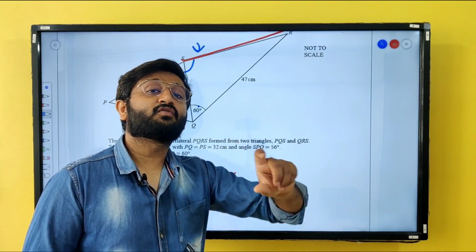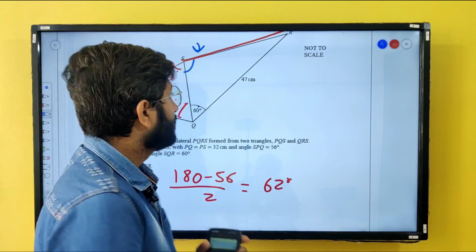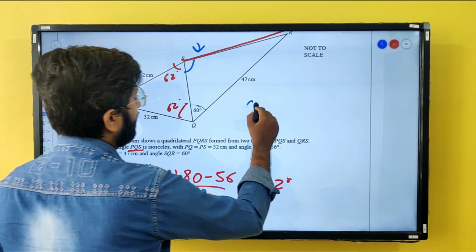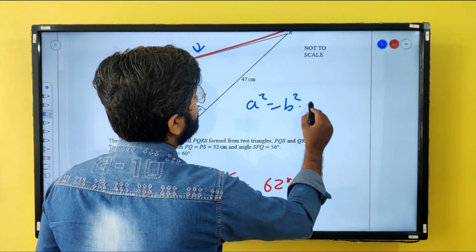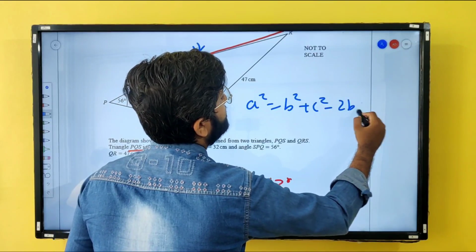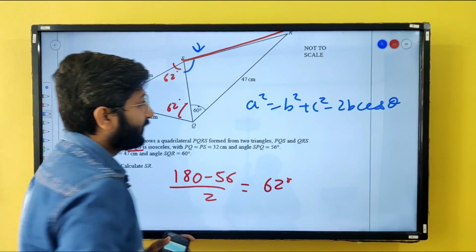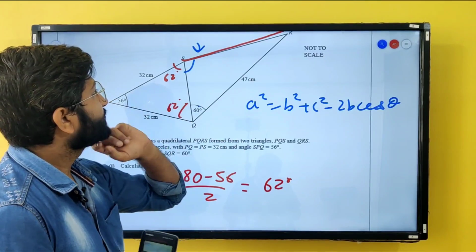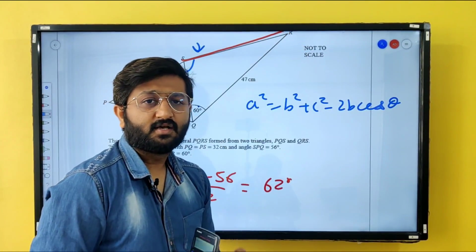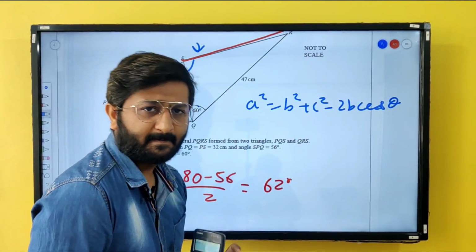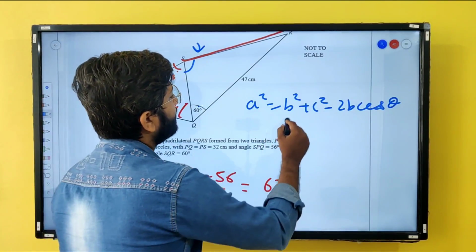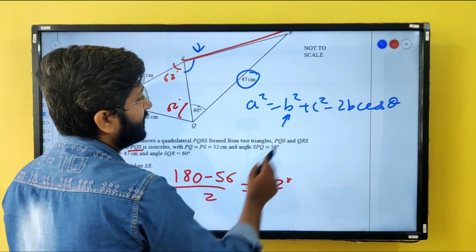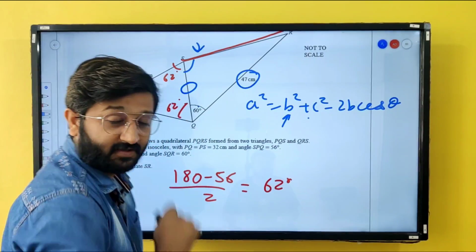So now let us try to solve this using cos rule. Cos rule says a square equals b square plus c square minus 2bc cos theta, where a, b, c are the sides. Now what am I supposed to find? I am supposed to find SR. So let SR be A. Do I have B? Let's say this is B. Do I have C? No, I don't have C.